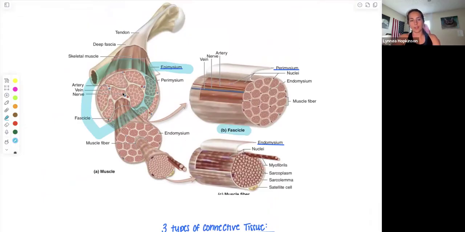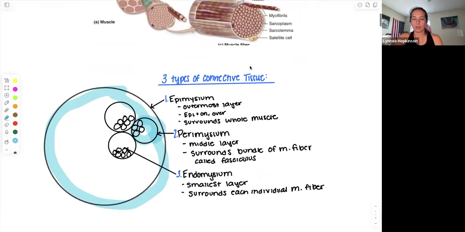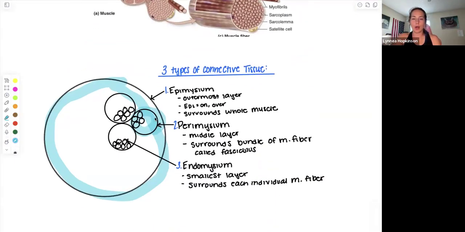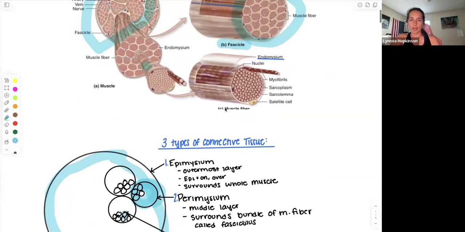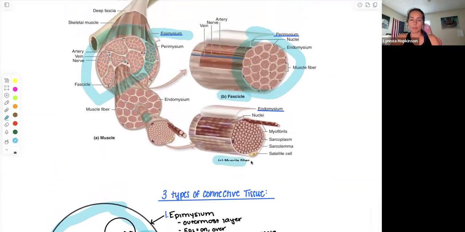So this is the muscle as a whole, and it gets taken into a fascicle, which is a bundle of muscle fibers. We see that it's surrounded by the perimysium. This is going to be our middle layer, and it's going to surround a bundle of muscle fibers called a fasciculus. All right, moving on to our smallest layer of connective tissue we need to know, our endomysium. This connective tissue layer is going to surround each individual muscle fiber. So looking back at this diagram, we see we have a muscle fiber and the endomysium surrounding it.